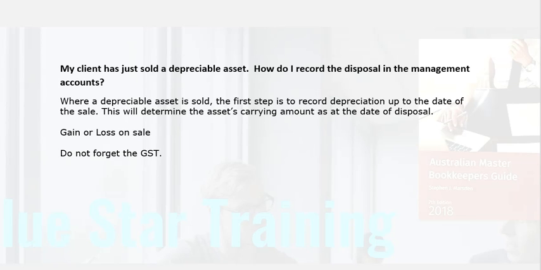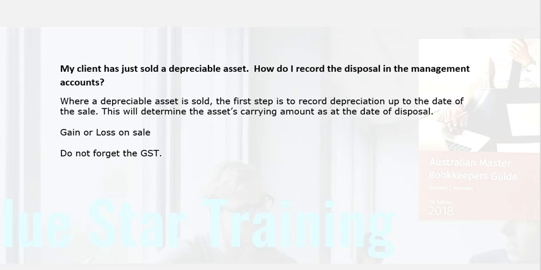When a depreciable asset is sold, the first step is to record depreciation up to the date of sale. This will determine the asset's carrying amount as at the date of disposal. The sale or disposal of the asset will give rise to a gain or maybe a loss on sale. If an asset is sold for more than its carrying amount, a gain on sale will result.